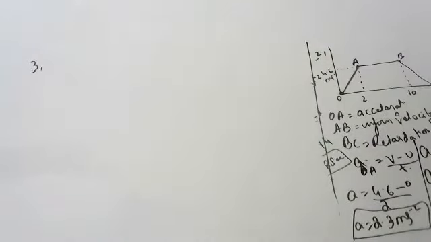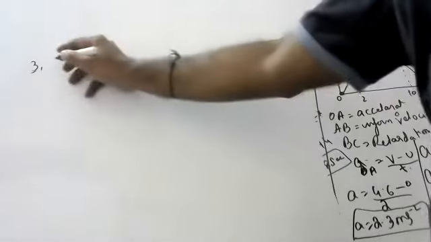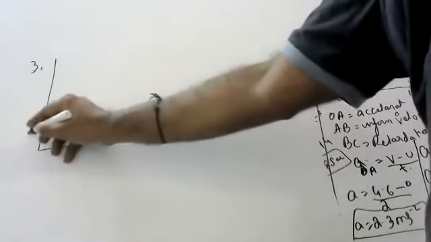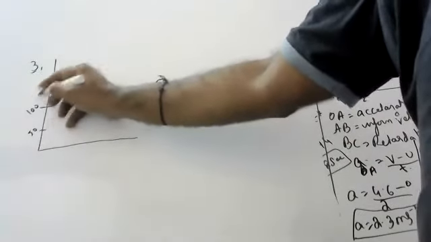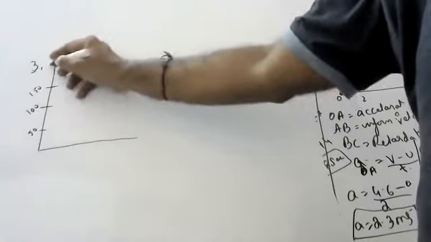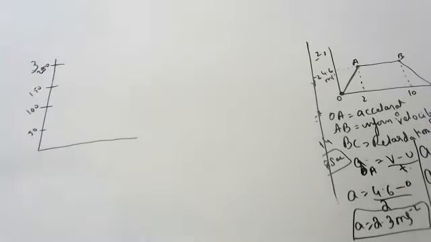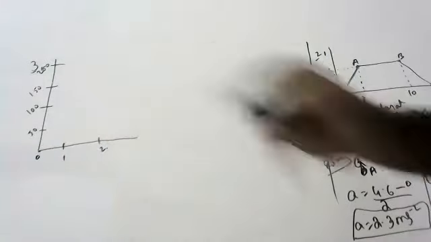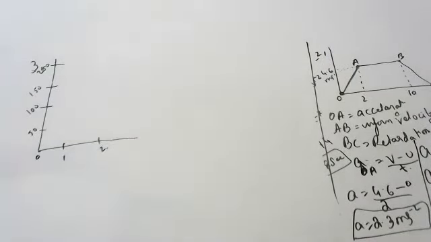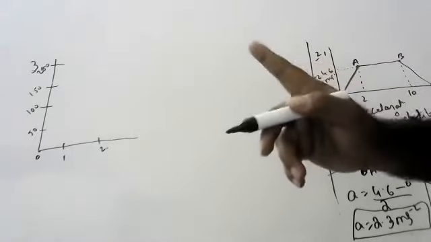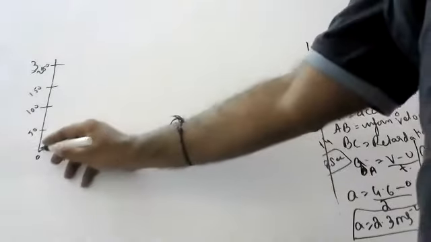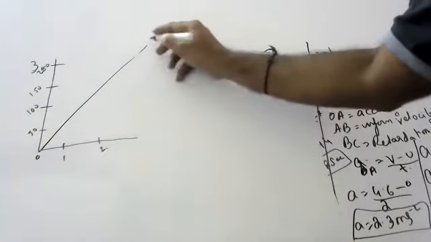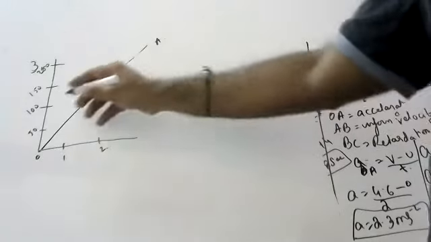Third question, children. They have given three graphs. See here, clearly I am showing three graphs. This is 50, this is 100, this is 150, this is 200. And 0, 1, 2. This is 0, this is 1, this is 2. First, there is a graph A which is going from 0 like this. This is A. Another graph is B.